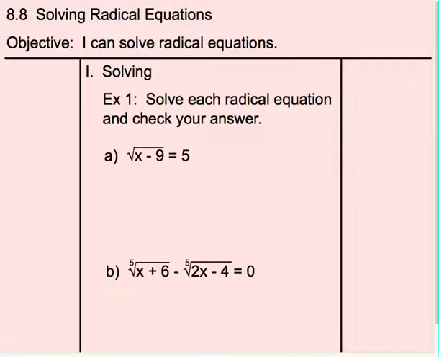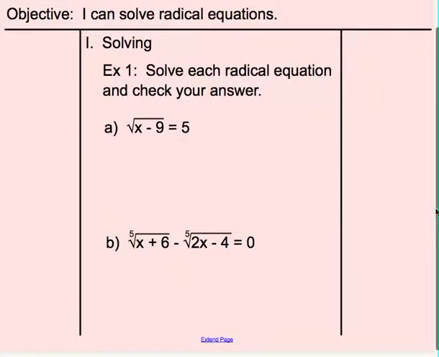Our last lesson for this unit is solving radical equations, which is fairly straightforward as long as all of the radicals have the same root. So in example A, we've got one radical. How do we cancel a square root? By squaring it. Whatever we do to one side, we do to the other. So we get x minus 9 equals 25. Adding 9 to both sides, x equals 34.